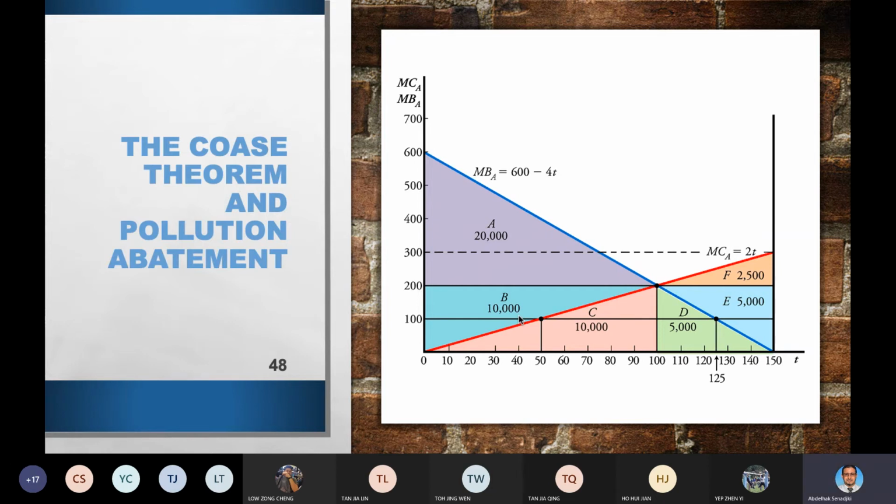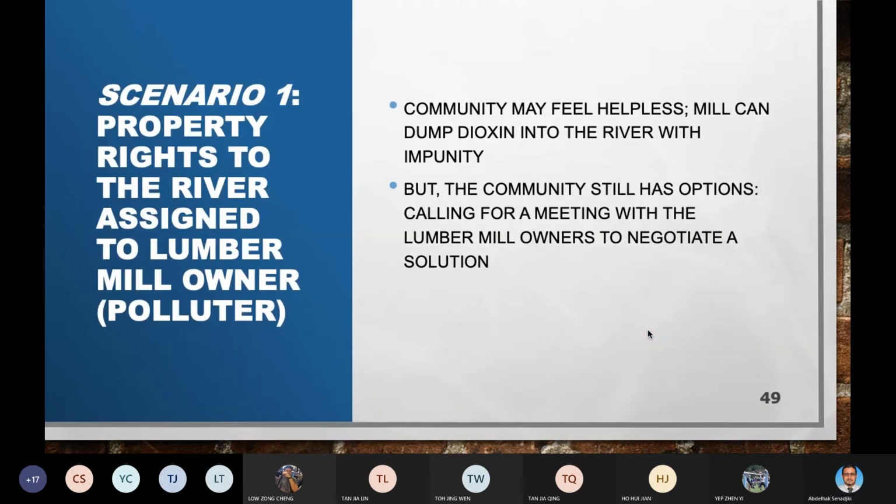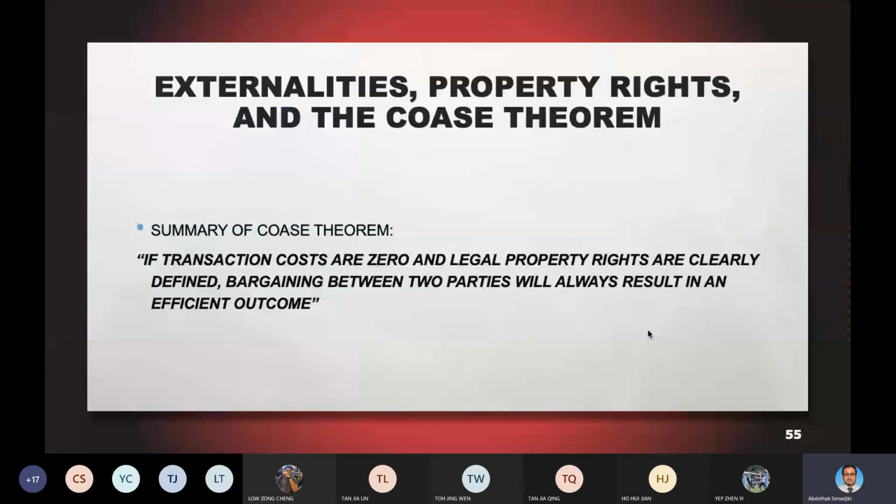So it is better for the firm to offer a higher price to the community for the right, and keep increasing until it reaches 200. Then it also reaches the socially efficient level. So this is the negotiation. It depends on which party holds the property right, and only then can we see the scenario. So this is all the explanation of the scenarios we have done.